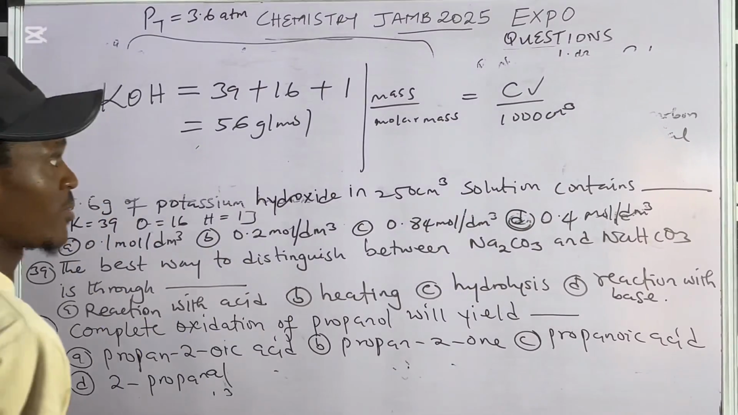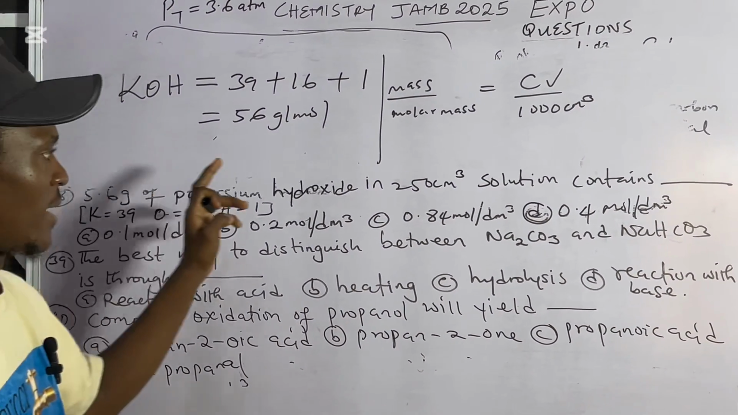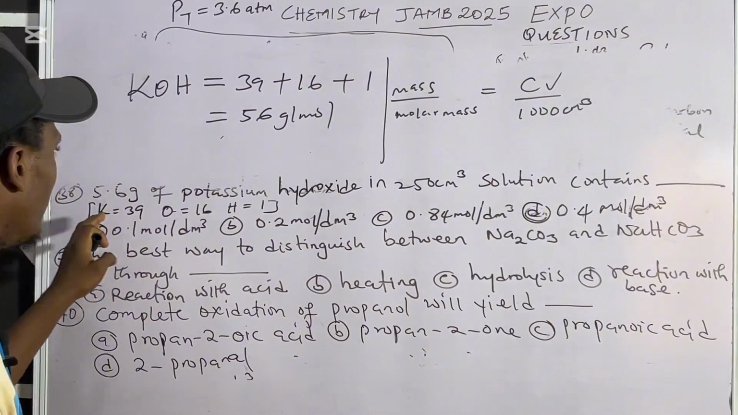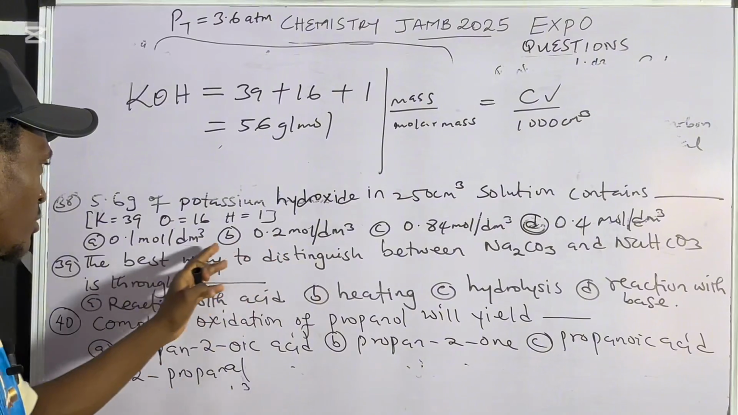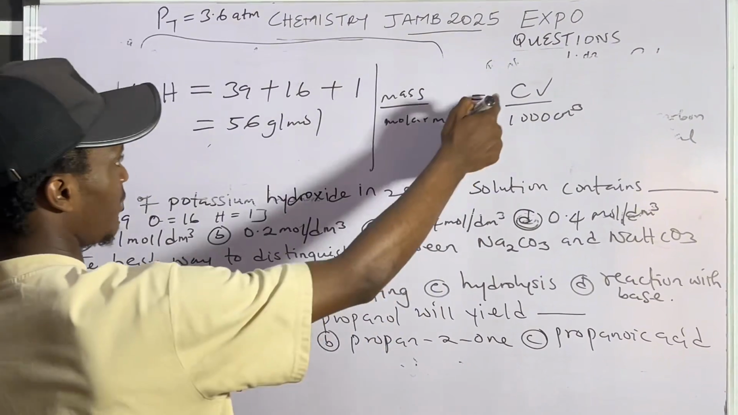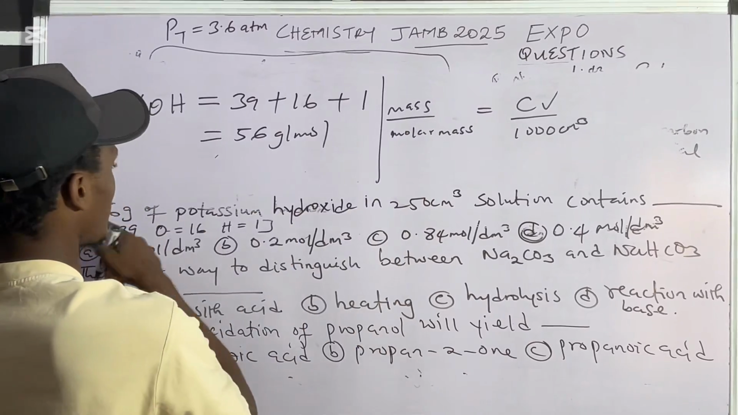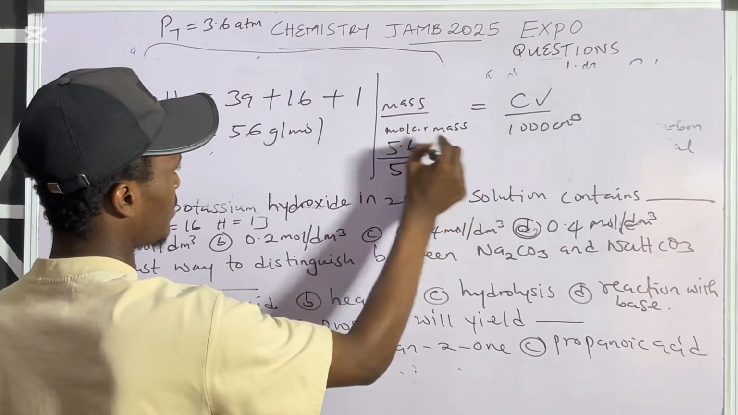Is that easy? The reason why I wrote this formula is because we are given mass, and then we are given volume, and then of course molar mass should be there. Then we are told to calculate concentration, because in all the options you have it in mole per dm cube. So we are looking for C here. What's the mass? Mass was given to be 5.6. Molar mass is what? 56, which is this guy.